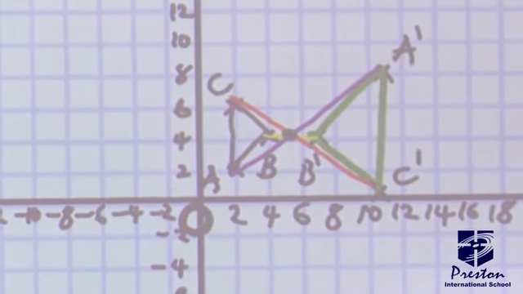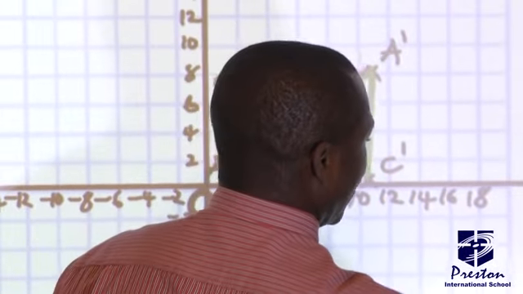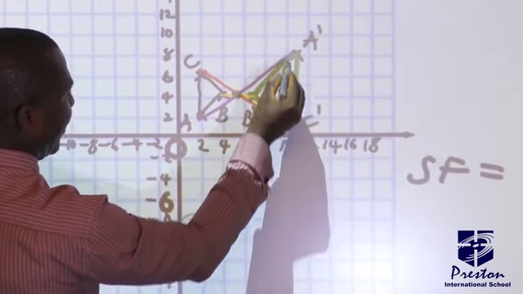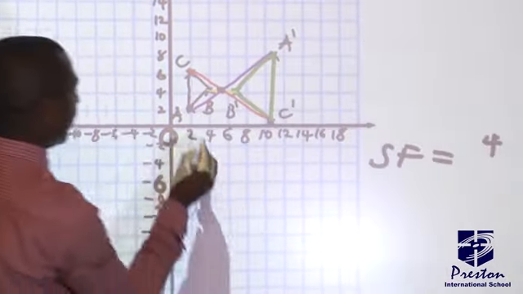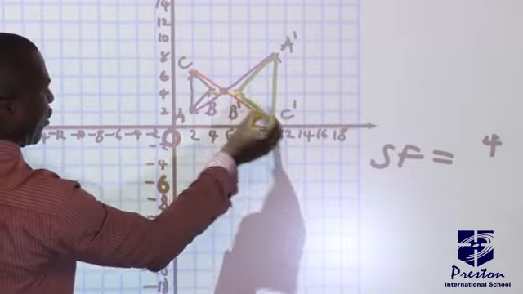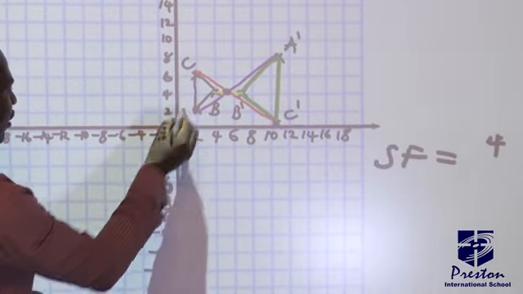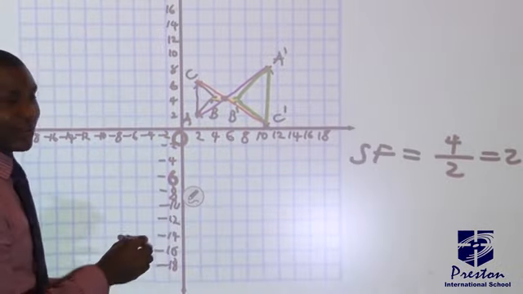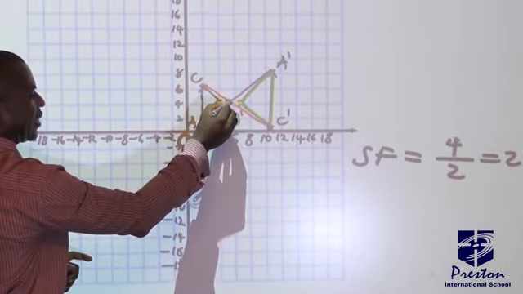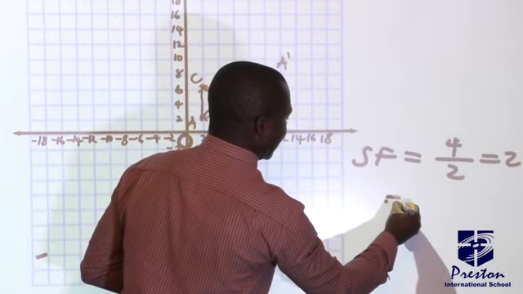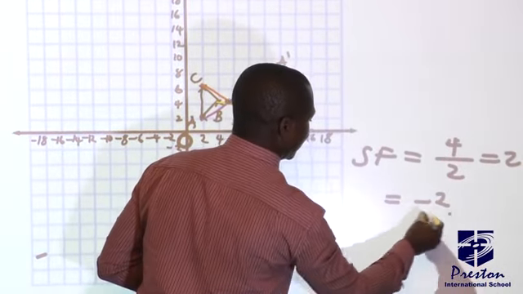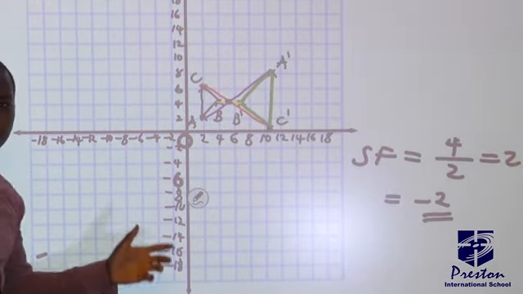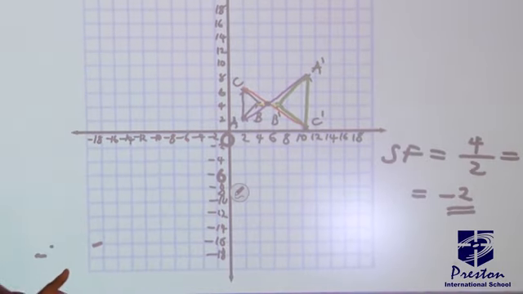Now how do we get the scale factor? The scale factor, don't forget, is the new length. Now let's take from here to this place. How many boxes? 1, 2, 3, 4. That's 4. And from here to here, AC corresponds to CA. So from here to here is 2. That's 4 divided by 2, which is 2. Now don't forget that because the center of enlargement is at the middle, that will give us a scale factor of -2.